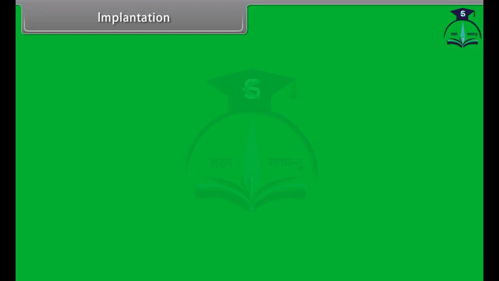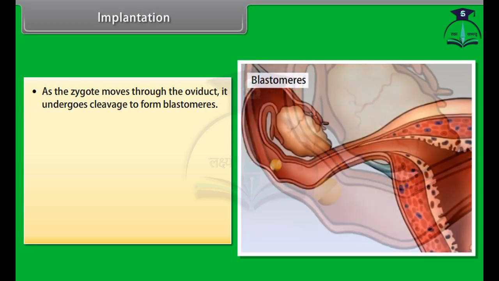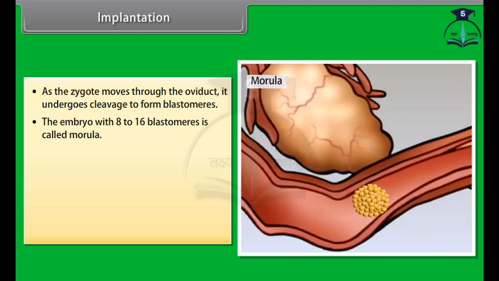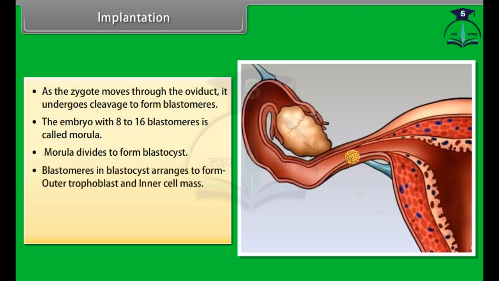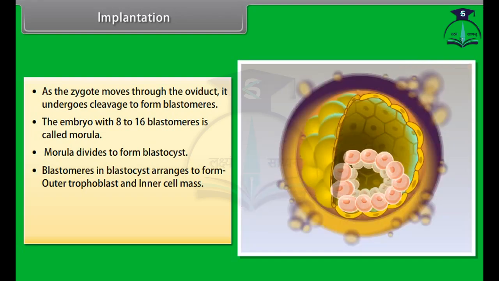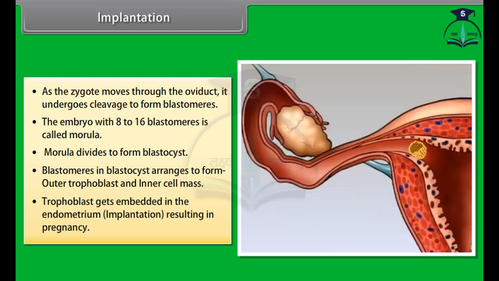Implantation. As the zygote moves through the oviduct, it undergoes cleavage to form blastomeres. The embryo with 8 to 16 blastomeres is called morula. Morula divides to form blastocyst. Blastomeres in the blastocyst arrange to form the outer trophoblast and inner cell mass. Trophoblast gets embedded in the endometrium, or implantation, resulting in pregnancy.